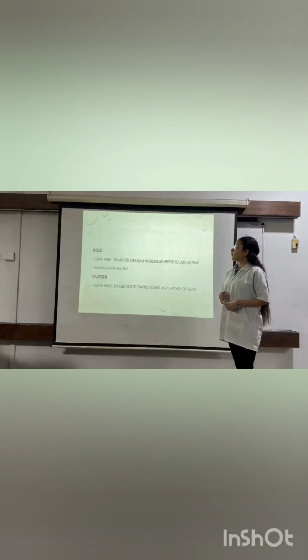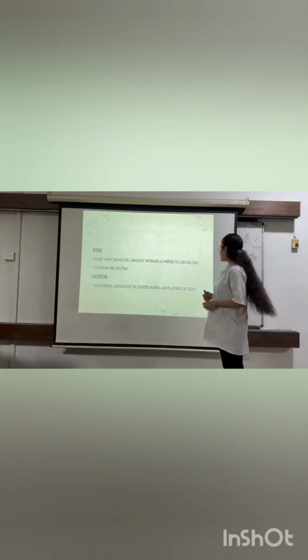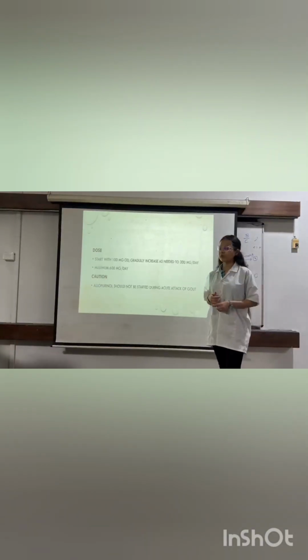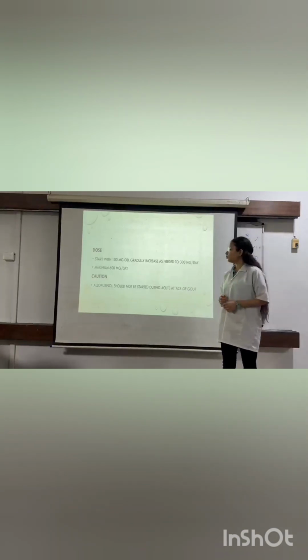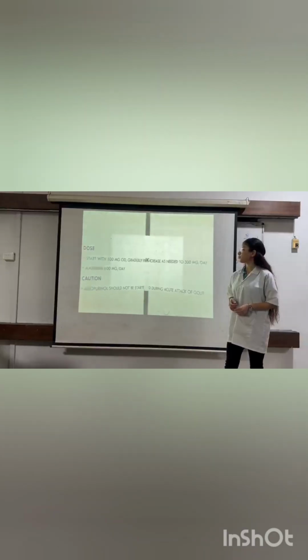Next, dose. Start with 100 mg, gradually increase as needed to 300 mg per day, and maximum it can be given 600 mg per day. Caution: Allopurinol should not be started during acute attack of gout.